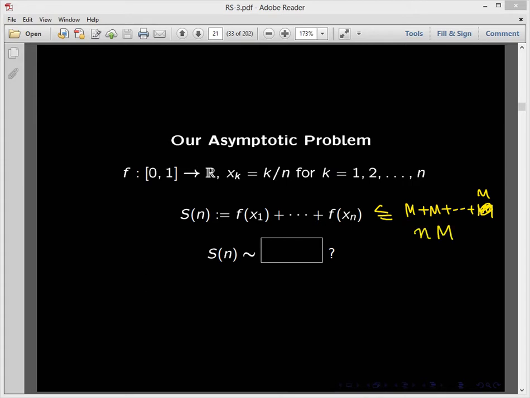Fair enough. So we know it is again linear behavior, n times M. Sorry about that. I was distracted by a message that popped up.